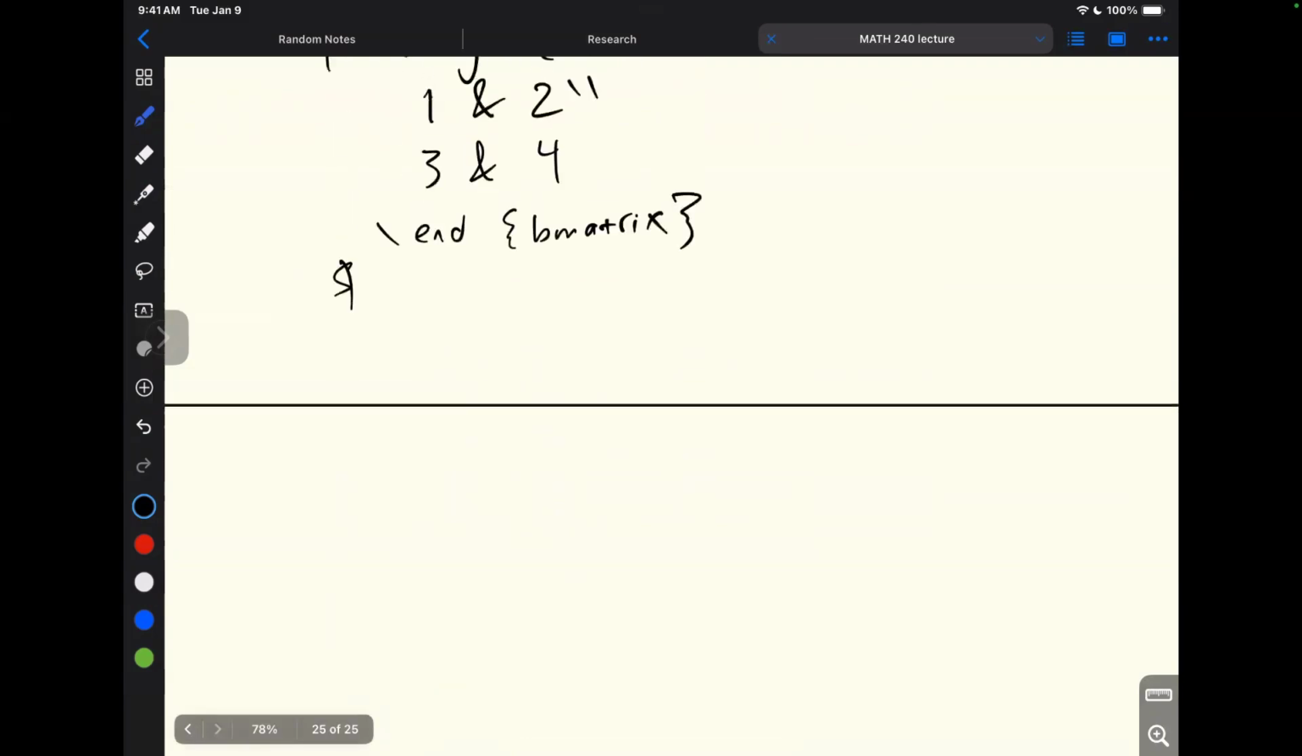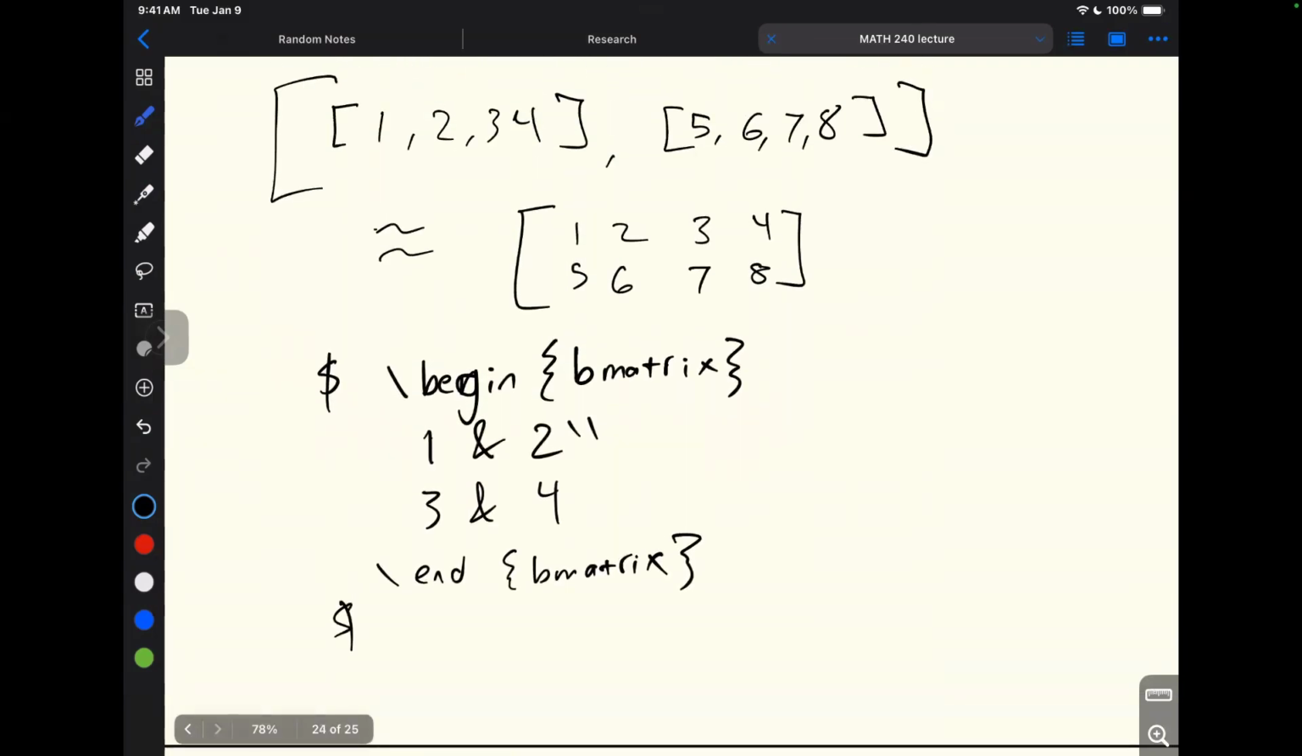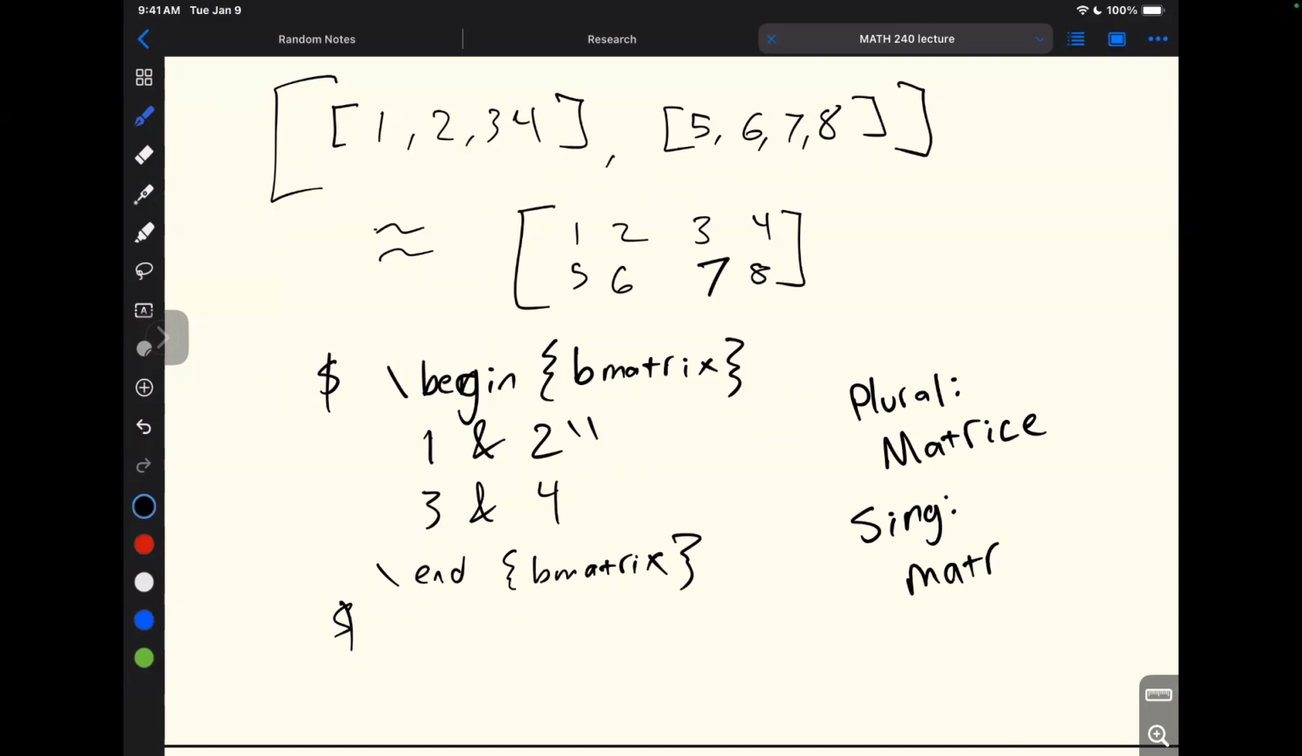All right. So it's a rectangular array of numbers. There are no empty spaces. So something like this, if we erase 7, that's not a matrix. We've got to have an entry in every spot. The plural is matrices. The singular is matrix. We'll see this again in graph theory where we have vertex and vertices.